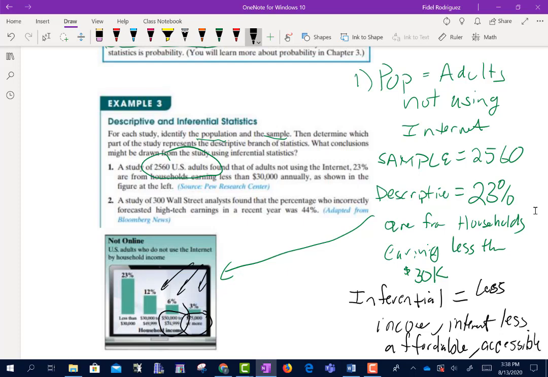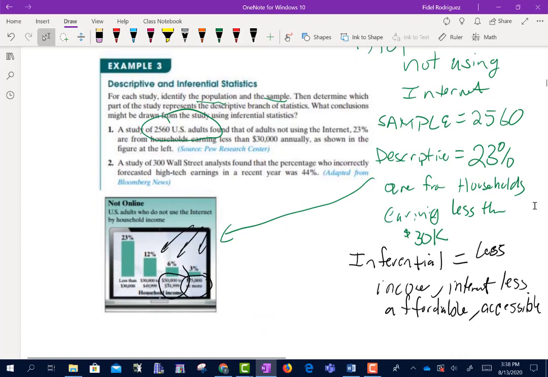Because those people who are earning less than 30,000 need to spend their money on rent, utilities, groceries, that kind of stuff, right? They don't have enough money at the end of the month to say, hey, let me go ahead and get internet service as well. Again, that's just a possible inference, just one that we have there.